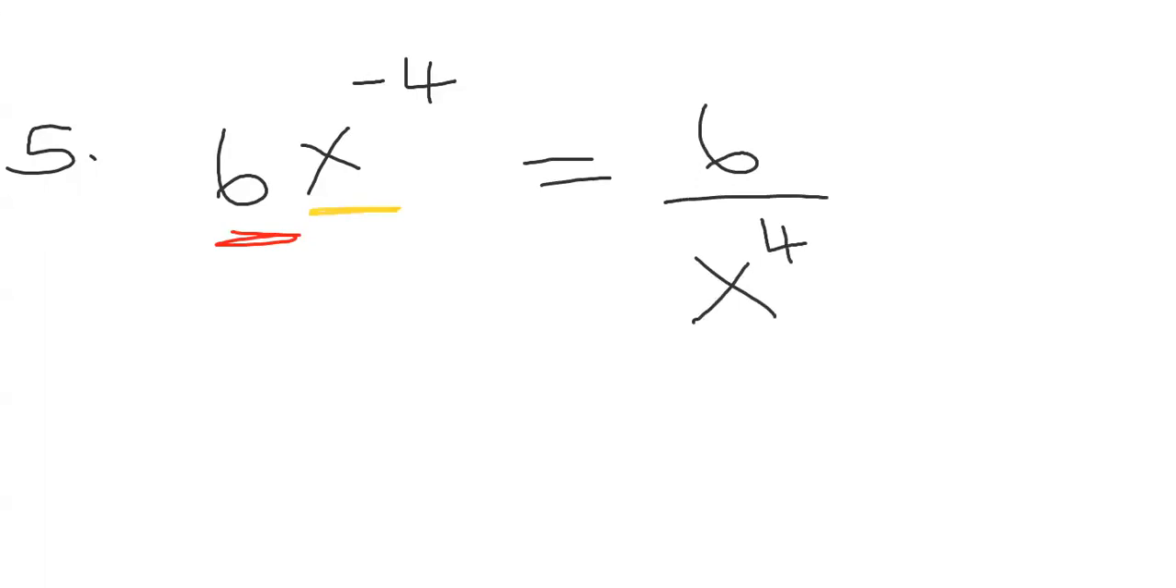But look at what happens to the power. The power is negative, then when it gets to this side, it becomes positive. We had a -4, so when it gets there, we have a +4. So that is how we use our rule number 5. Then let's go to rule number 6.